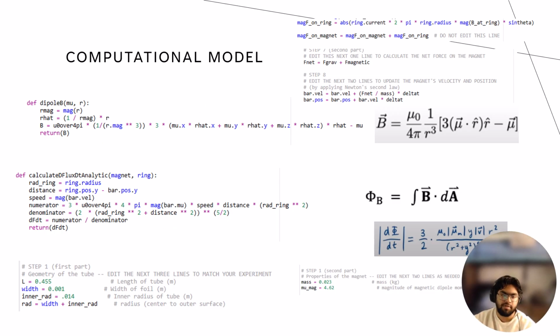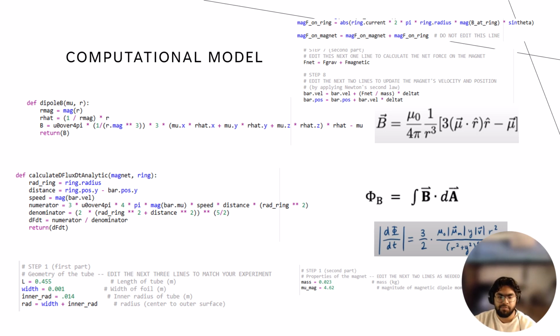The computational model. So starting off, you need the dipole B function, which essentially uses the Biot-Savart equation, just written in code form. It takes mu, which we gave it as an initial condition to start off. And then we have the calculating the deflux, which is essentially just taking the integral of B, the magnetic field, right? So you can see what we got as our answer here, and then how that translates into code form.